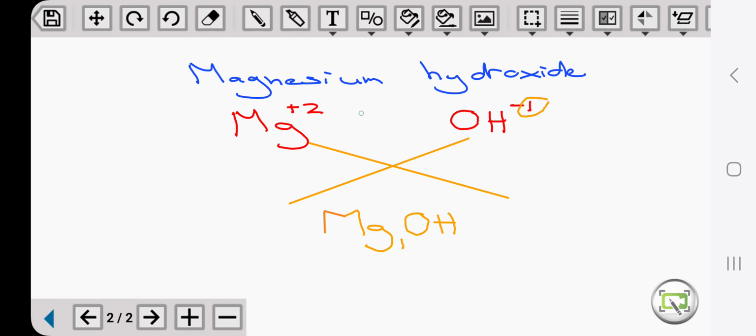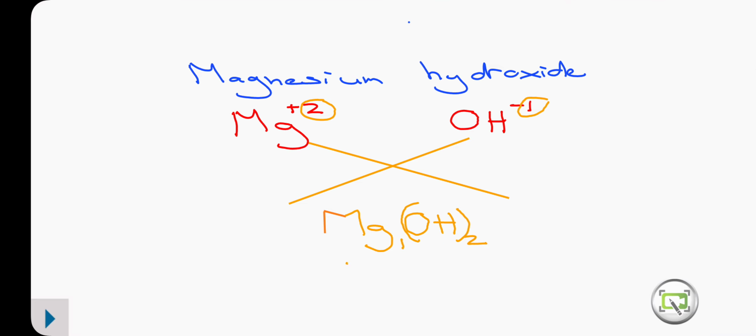All right, and the number only of magnesium will be written as a footscript next to the hydroxide, but not just the H, but the whole hydroxide. Therefore, it will be Mg1 (OH)2. But we do not have to write the 1, so we can just leave it as Mg(OH)2.